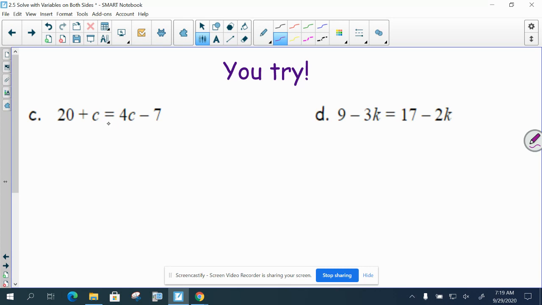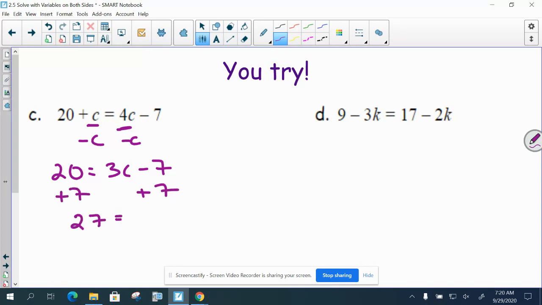So here, looking at the c's, we always move the variable that's smaller. 1c and 4c, 1c is smaller, so we move the c by subtracting it, since it's positive. So then you have 20 equals 3c minus 7, and then it's a two-step equation where you add the 7. At this point, you might be able to do this in your head, and that's okay. C would be equal to 9, since 27 divided by 3 is 9. If you can do a two-step equation in your head, then I'm okay with that.